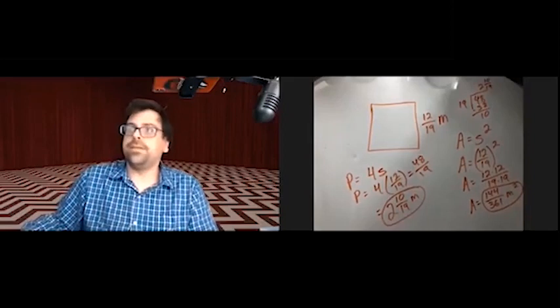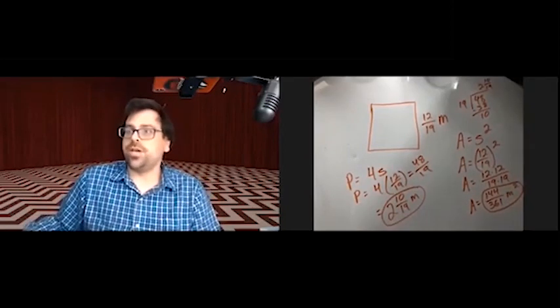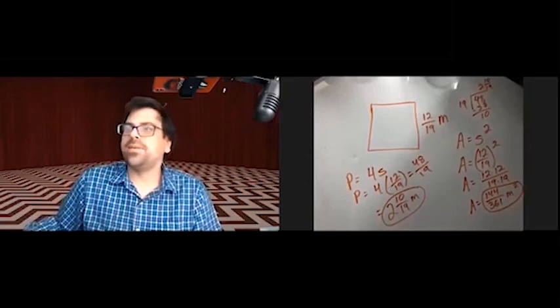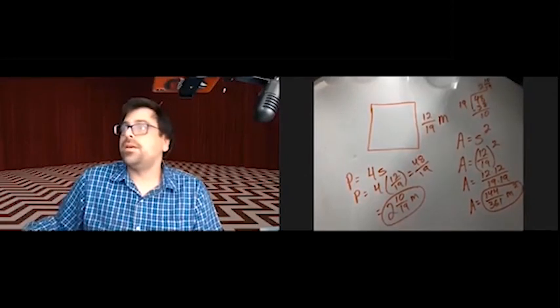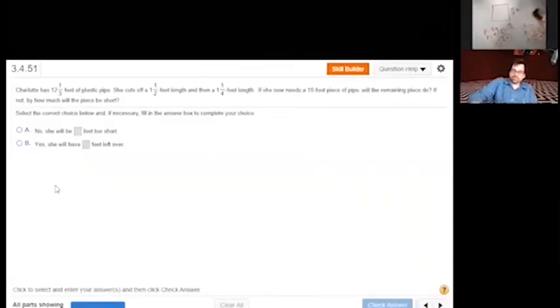Two more very interesting problems, if you ask me. If you need time to copy it down, pause and resume. Charlotte has 12 1/3 feet of plastic pipe. She cuts off a 1.5 foot length, then a 1 1/4 foot length. If she now needs a 10-foot piece of pipe, will the remaining piece do? If not, by how much will the piece be short?